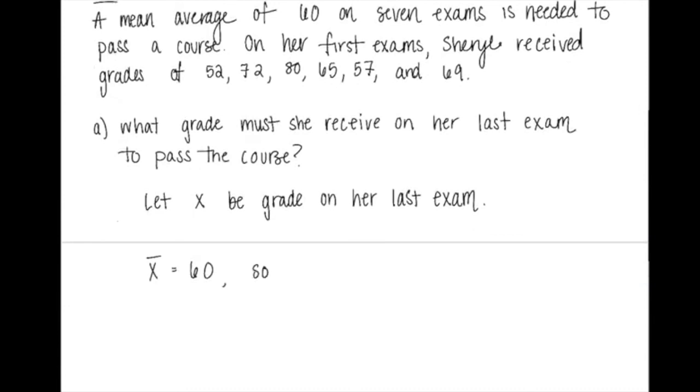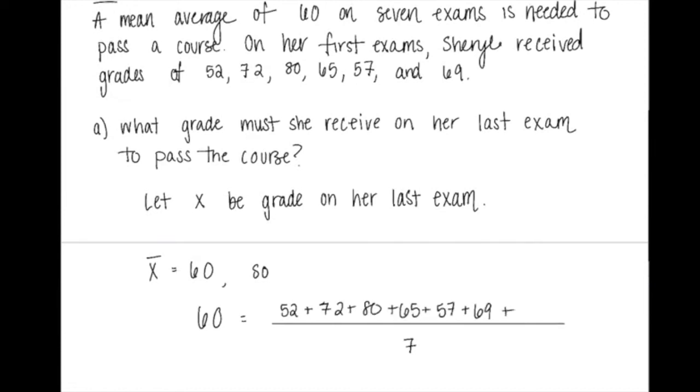So ultimately, we can set up an equation. 60 has to be her total average on her 7 exams. So we have 7 pieces of data we're going to add together. And the numerator has to be all of her grades on the test. That would be a 52, a 72, 80, 65, 57, 69, and then finally this unknown grade of x. That's 1, 2, 3, 4, 5, 6, 7 pieces of information. And so all we need to do is now utilize this equation, solve for x.